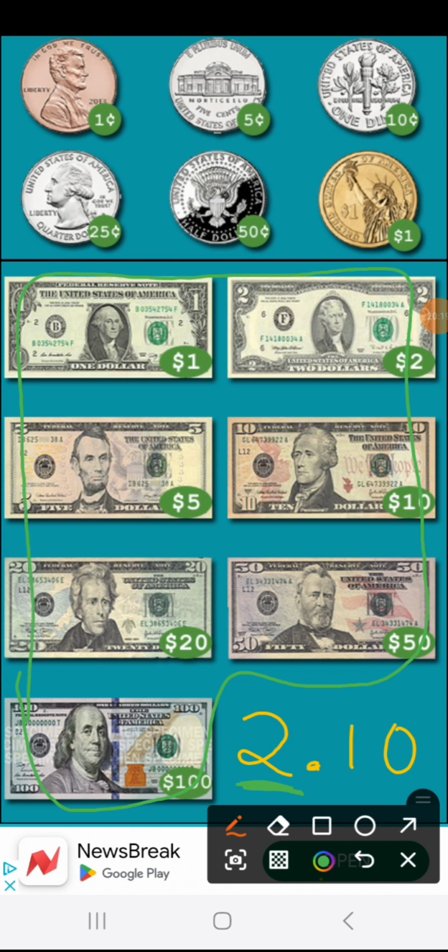Now, how many dollars is it? How many dollars are you gonna take out of that dollar bill world? What number is it saying? Two dollars. Don't worry about that. You gotta get the dollar first. You understand? The dollars first, then the crumbs. So how many bills are coming out of the dollar bill world? Two.